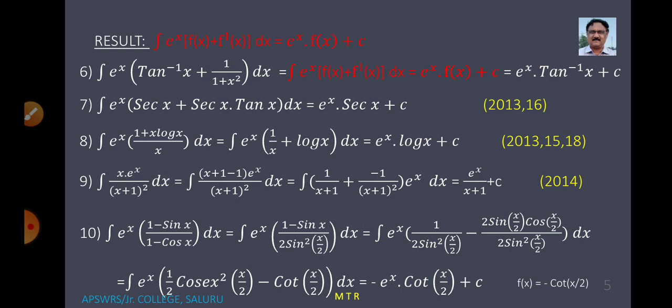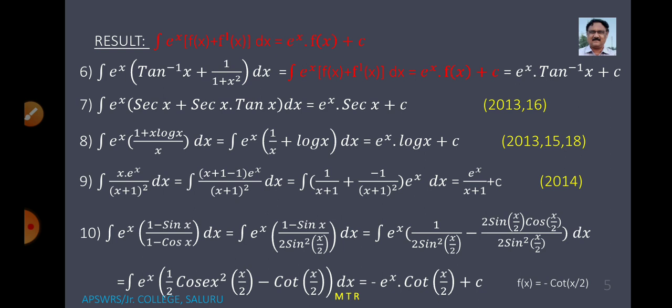Cos by sin is cot. So cos x by 2 by sin x by 2 is minus cot x by 2. You observe, you know the derivative of cot theta is minus cosecant square theta. So what is the derivative of minus cot theta? Yes, cosecant square theta. If we put this x by 2 as theta, minus cot theta is our function. Suppose minus cot theta is our function, the derivative of minus cot theta is cosecant square theta.